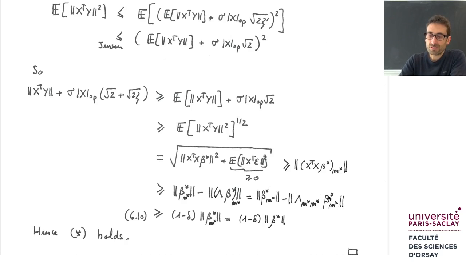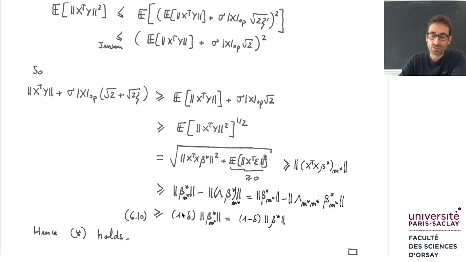So now, why did I write it in this way? Because now I have some things that I can recognize. I have a submatrix of capital lambda, and I know that I have the restricted isometry property. So I know that this quantity is smaller than delta times the norm of beta star m star. So I have this lower bound here from the restricted isometry property.